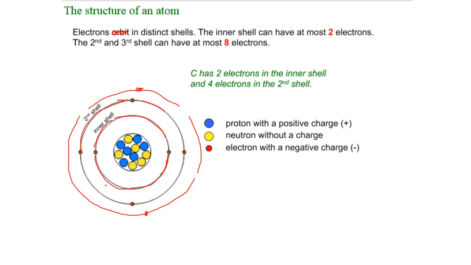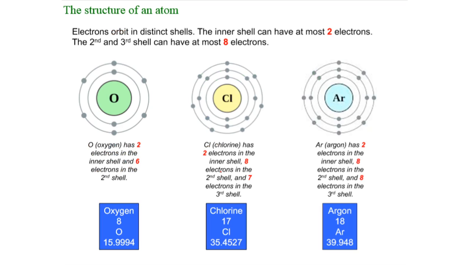Atoms are always going to try to have their outermost shell full of electrons, and the reason for that is that they are most stable when they have that specific electron configuration. So let's look at some different atoms and give you an example of this.